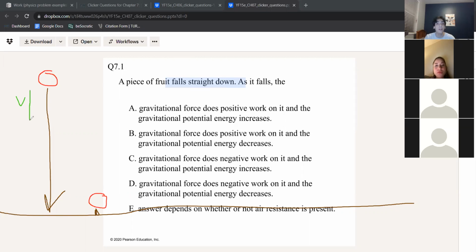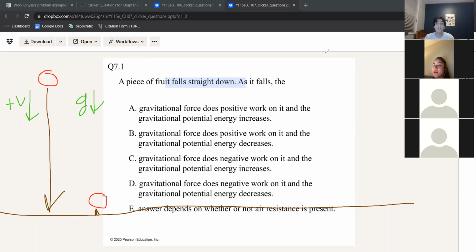So we know that our velocity is going down this way, and that's positive. So the positive velocity is down, right? Gravity is an acceleration downwards, right? So the gravitational force, if the apple is falling like this one, should be becoming positive, right? So anyone want to tell me which answer this is?